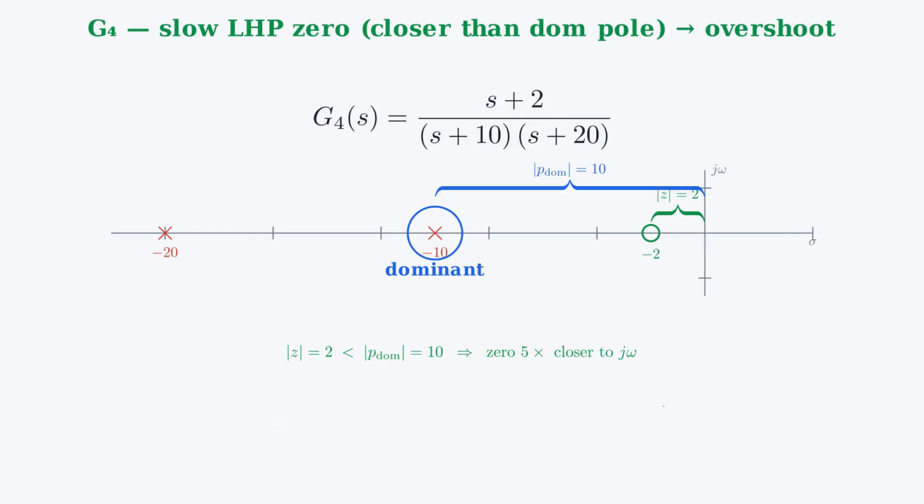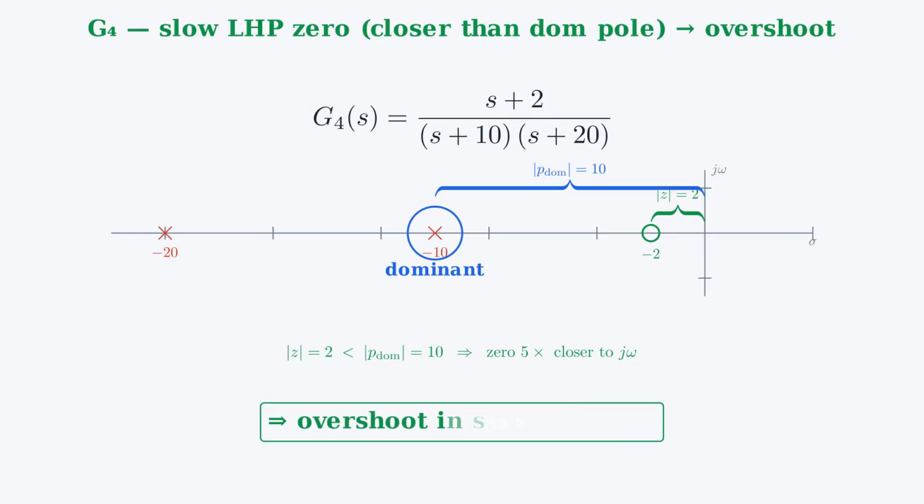Compare absolute values. The dominant pole is at minus 10, absolute value 10. The 0 is at minus 2, absolute value 2. The 0 sits at 1/5 of the distance of the dominant pole, 5 times closer to the imaginary axis. By Rule 5, when a stable 0 sits closer to the imaginary axis than the dominant pole, it amplifies the transient and produces overshoot. The step response of G4 shoots above its final value before settling.